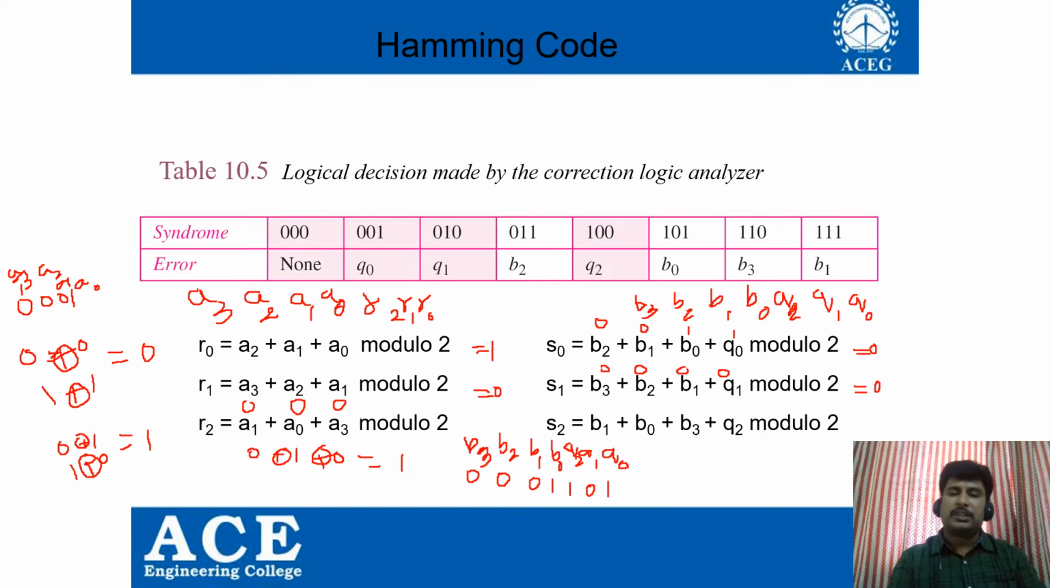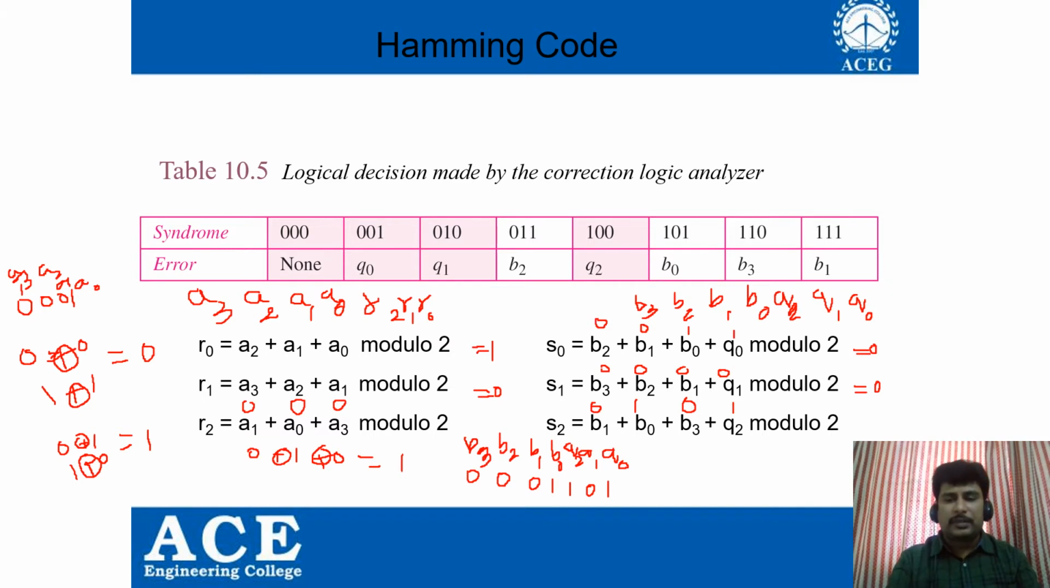B1, B0, B3, Q2. B1 is 0, B0 is 1, B3 is 0, and Q2 is 1. Let me just correct it: B1 is 0, B0 is 1, B3 is 0, and Q2 is 1.